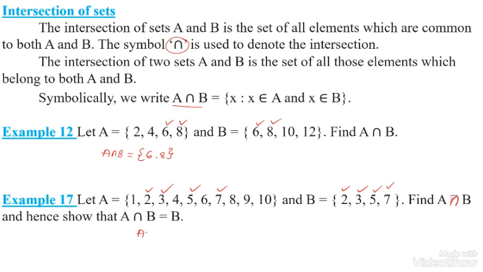Therefore, A intersection B is equal to, what are the common elements? 2, 3, 5 and 7. Therefore, A intersection B is equal to {2, 3, 5, 7}. Now, the elements 2, 3, 5, 7 represent the set B. That's why I can replace the elements by the set. That is, A intersection B is equal to B. This is the solution of the given problem.